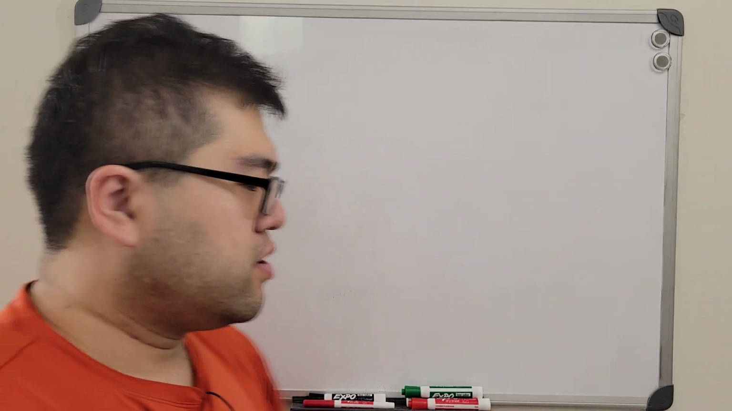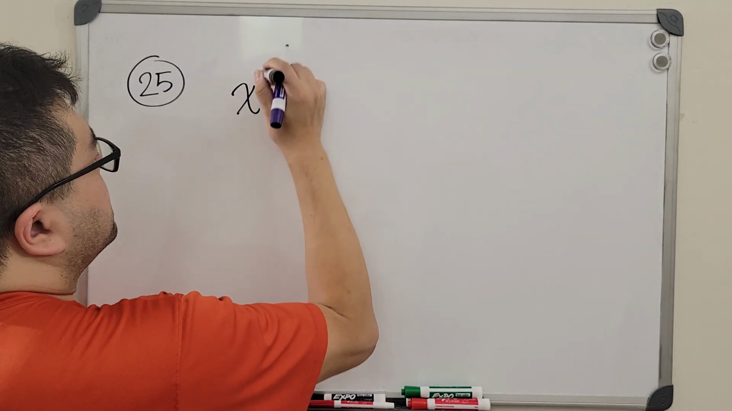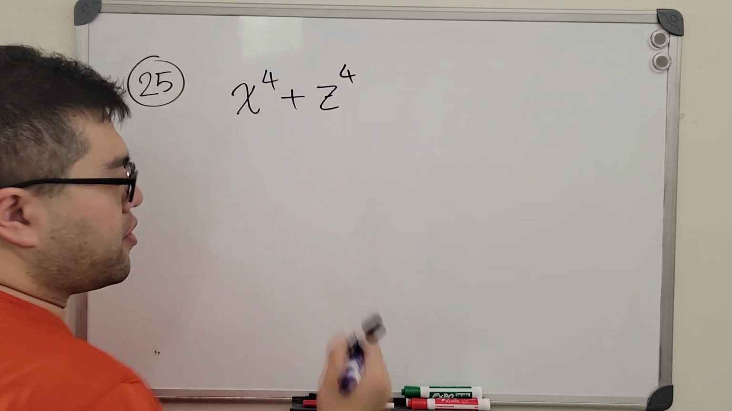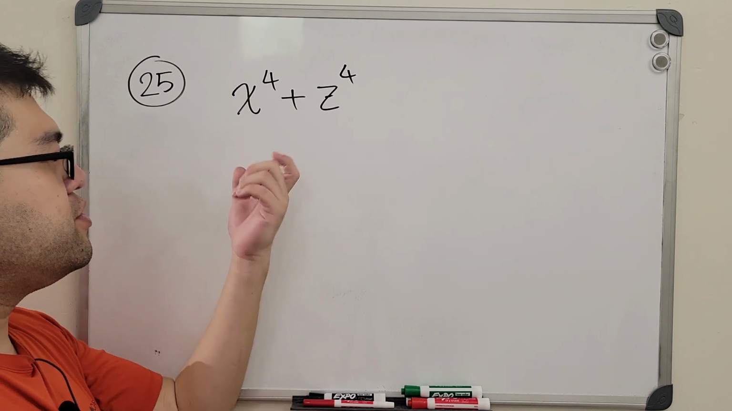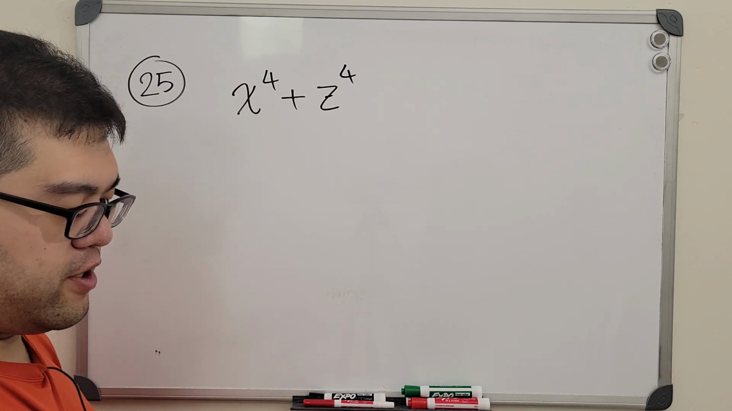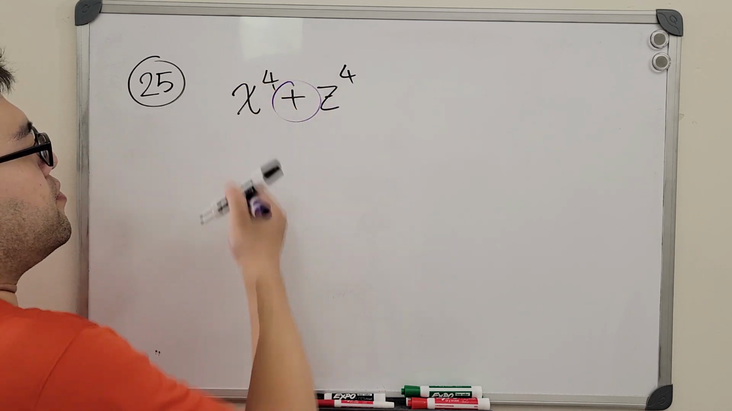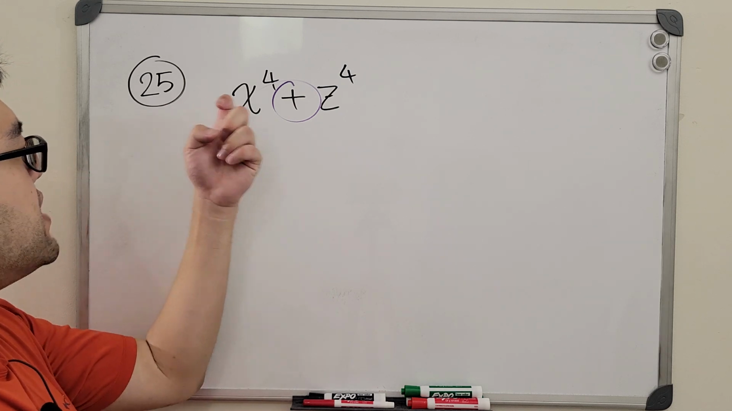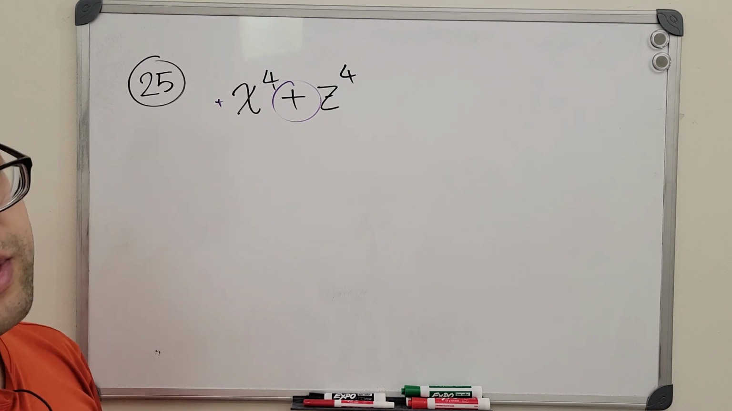Okay, problem 25. We have x to the 4th power plus z to the 4th power. So should we just use the results from problem 21? No, because we don't end up with a negative sign here. We have the same sign. This is a positive, and then the second term is also positive.